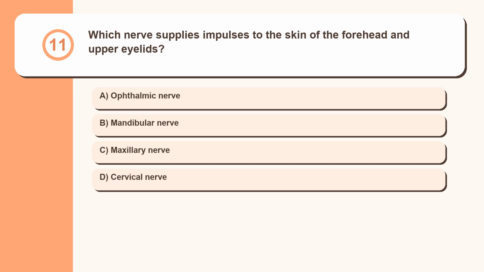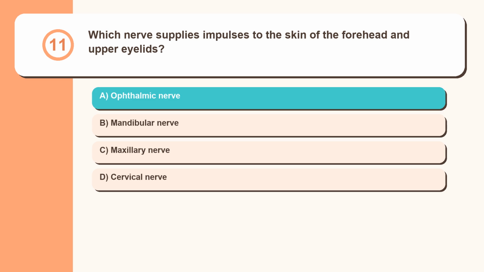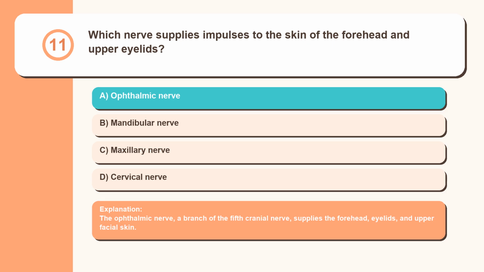Question 11. Which nerve supplies impulses to the skin of the forehead and upper eyelids? Ophthalmic nerve, mandibular nerve, maxillary nerve, cervical nerve. The ophthalmic nerve, a branch of the fifth cranial nerve, supplies the forehead, eyelids, and upper facial skin.